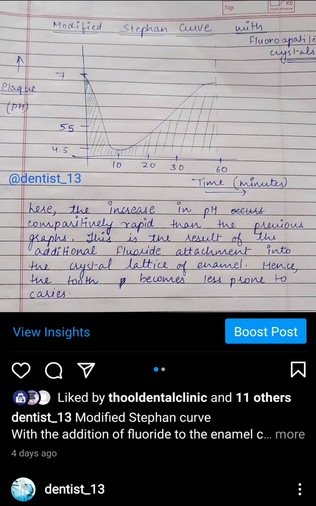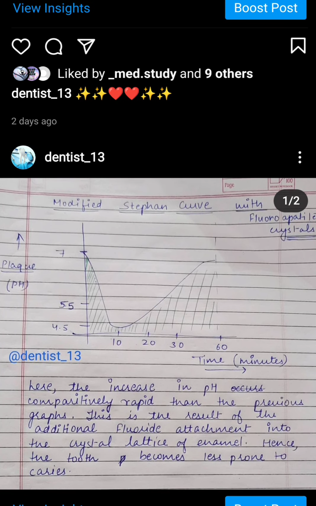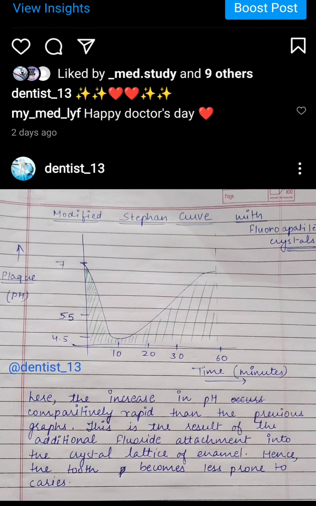So that was all about the Stephan curves. Also, I want to share something else. Another point written here: the increase in pH is comparatively rapid compared to the previous graphs. This is the result of additional fluoride attachment into the crystal lattice of enamel, hence the tooth becomes less prone to caries. I have already explained this. So that was all about the Stephan curve, hydroxyapatite crystals, and modified Stephan curves.